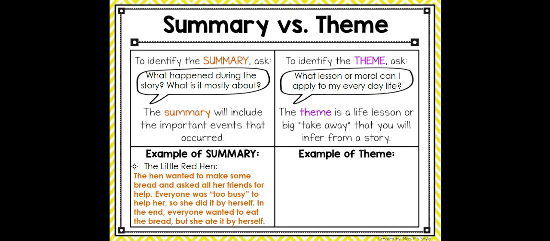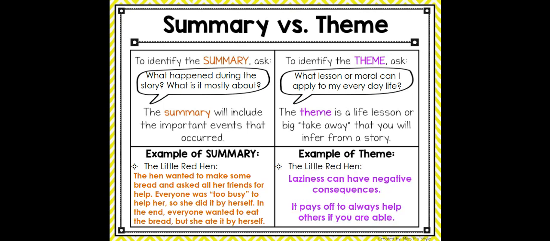An example of a summary from the text, The Little Red Hen. The hen wanted to make some bread and asked all her friends for help. Everyone was too busy to help her, so she did it by herself. In the end, everyone wanted to eat the bread, but she ate it by herself. The theme, or the lesson or moral from The Little Red Hen, is laziness can have negative consequences, or it pays off to always help others if you are able.